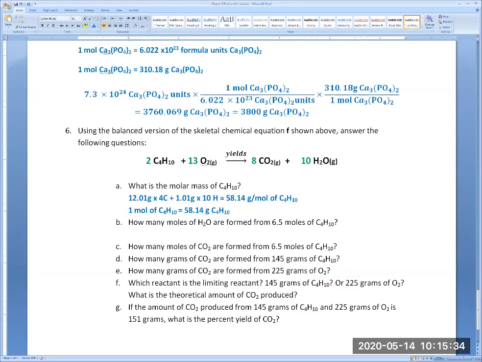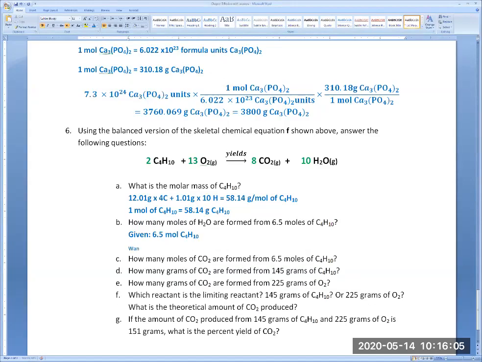So how many moles of H2O are formed from 6.5 moles of C4H10? So here, if you keep the procedure, the way to be organized when you approach problems, always identify what is given in the question. And here what is given is 6.5 moles of C4H10, right? That's what is given here. And from that, we want to find out the number of moles of H2O.